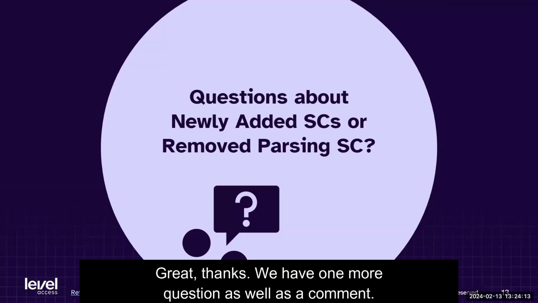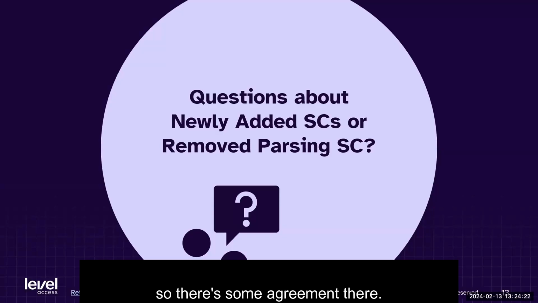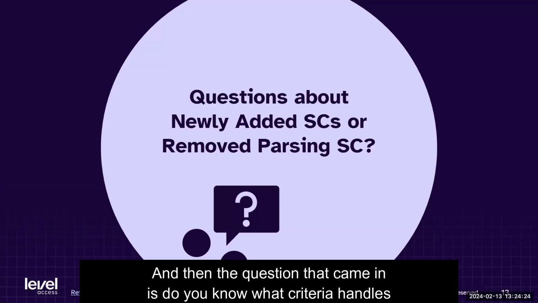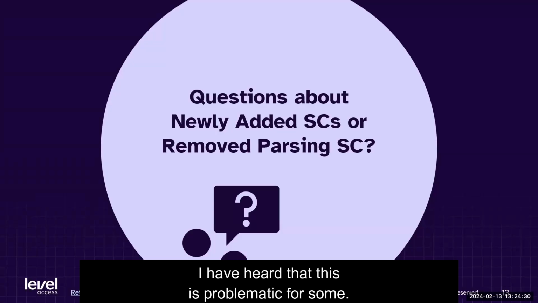Great, thanks. We have one more question as well as a comment. The comment is somebody agreeing that yes, it was quite difficult testing parsing. So there's some agreement there. And then the question that came in is, do you know what criteria handles duplicate IDs for non-form items? I have heard that this is problematic for some.